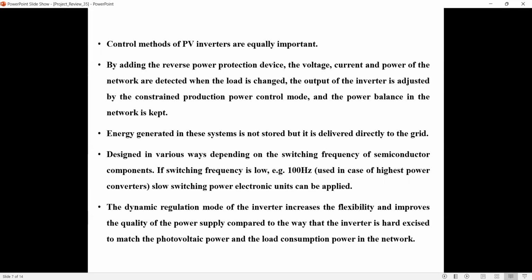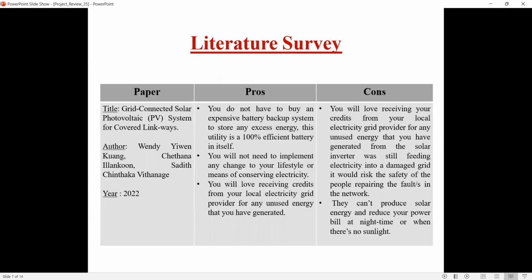Energy generated in these systems is delivered directly to the grid. Inverters are designed in various ways depending on the switching frequency of the semiconductor component. If the switching frequency is low, for example 100 Hz, slow switching power electronics units can be applied. The dynamic regulation mode of the inverter increases the flexibility and improves the quality of the power supply compared to the way the inverter is hard-set to match the photovoltaic power and the load consumption power in the network. Coming up to the literature survey, these are the papers or books we have referred to for our presentation.